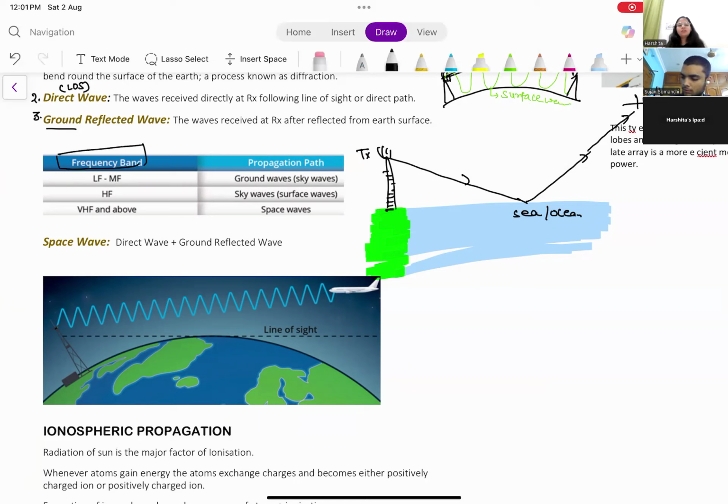Now let's look at the frequency bands. Till now we have seen that for lower frequencies and medium frequencies, we are using the ground waves. For high frequency communication, we are using the sky waves, which use the ionosphere, known as ionospheric propagation. And space waves are the ones which use VHF and above.